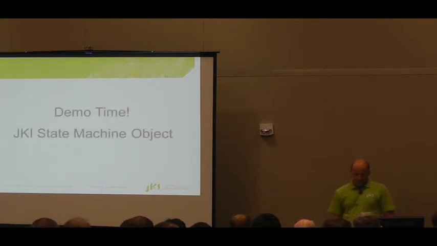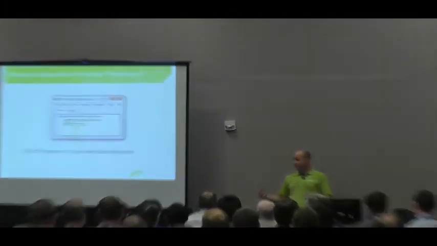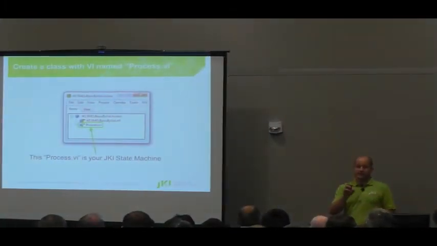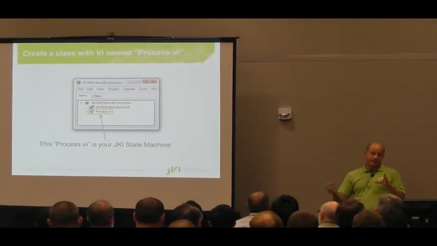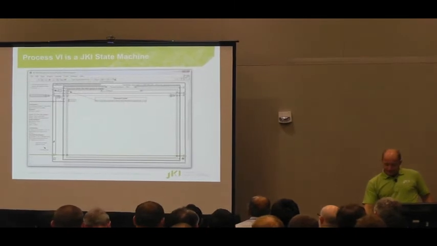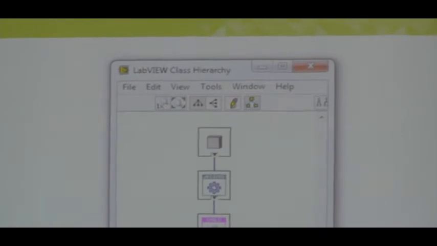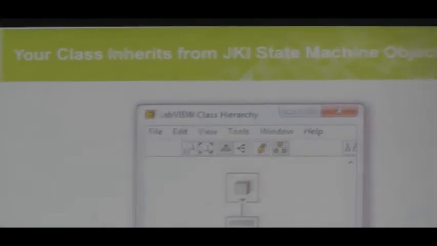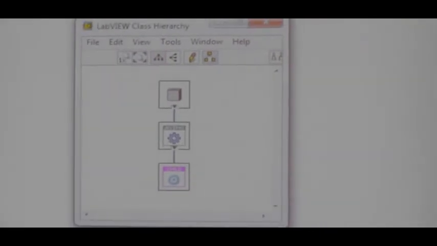Okay, so we'll start a quick demo and we'll get to some code. You drag a VI and drop it off of a palette, you name it process, and then you can add it to a class. And you can see here that this VI simply contains a JKI state machine. And then what you do next is you set its inheritance so that it inherits from the JKI state machine object base class.